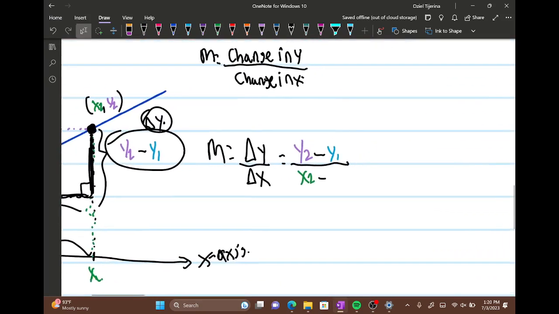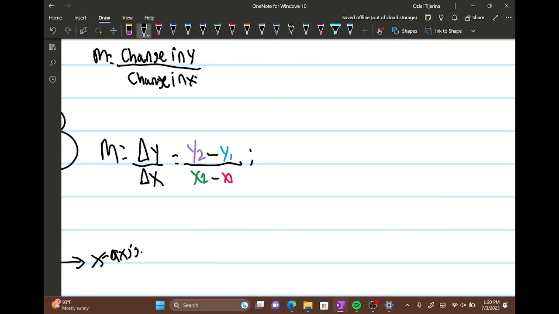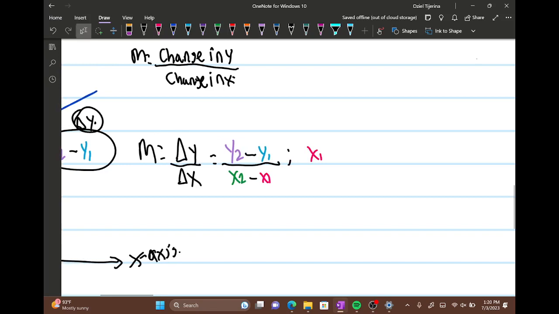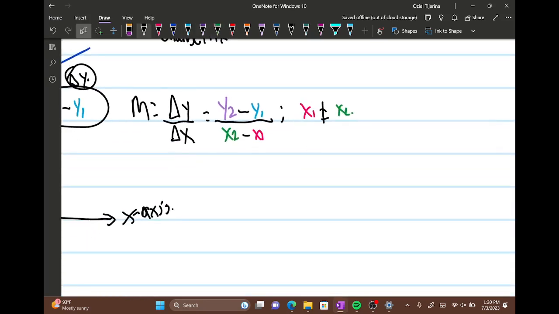On the textbook, it says such that x1 does not equal x2. There's a reason why they say that, and it's because the slope would be undefined if that ever does happen, so such that x1 does not equal x2. What this means is I can't have both of these as the same number, otherwise my slope is gonna be undefined.